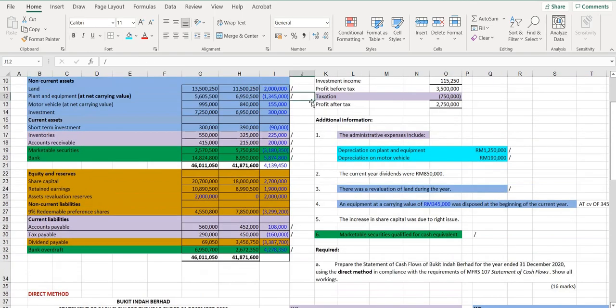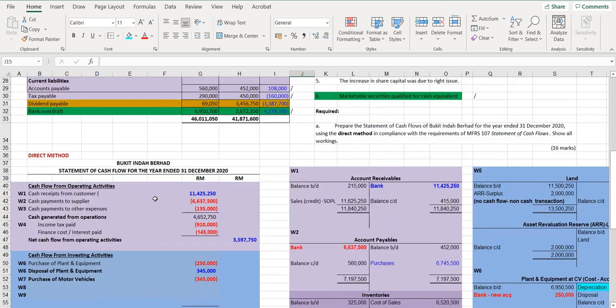Now we will be looking at two more items, which are investment and short-term investment. So you can see here 300,000. These items are not depreciated. This one also is not depreciated. So therefore you can just conclude the increase was due to new acquisition of investment, and the decrease in short-term investment was due to the disposal of short-term investment. So that is one shortcut way of doing it. You can straight away find out the figure by doing this.